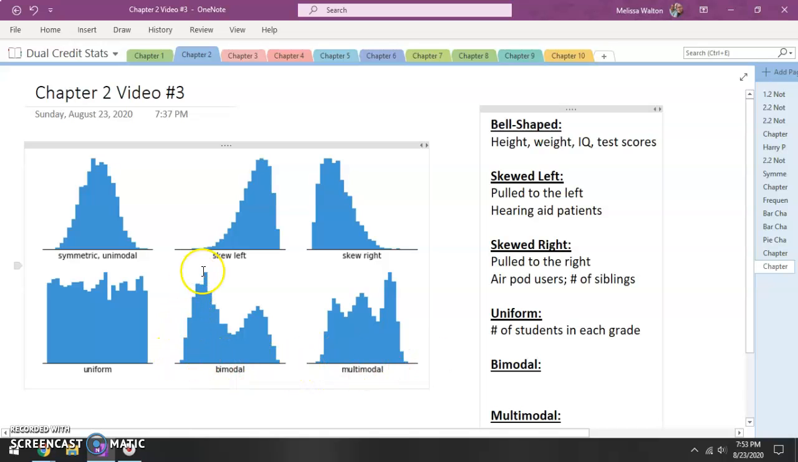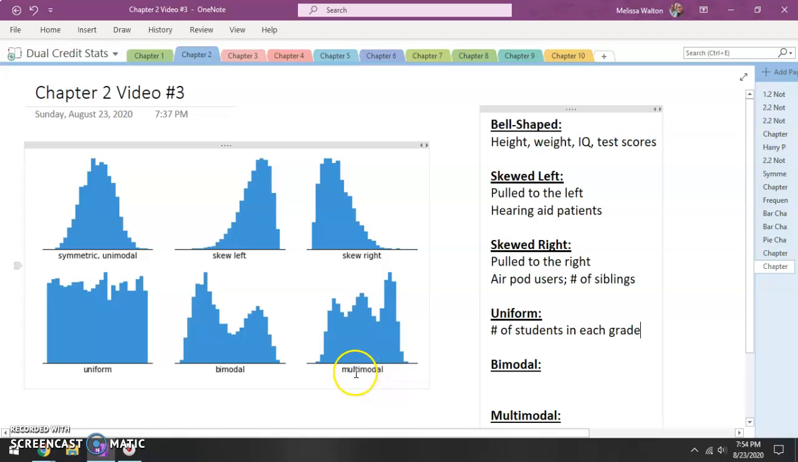Bimodal is where we have two separate peaks of something. And then finally, multimodal, that means that there are more than two. I guess you could say trimodal and quadmodal, but multimodal is what we're going to say when there's more than two.